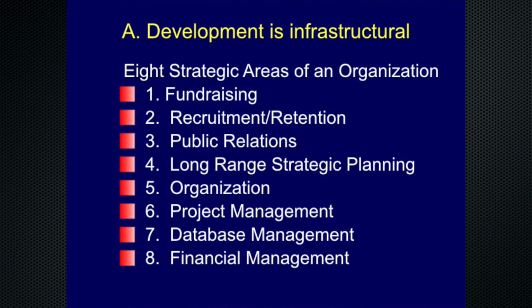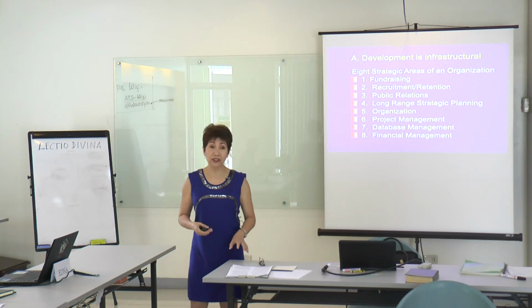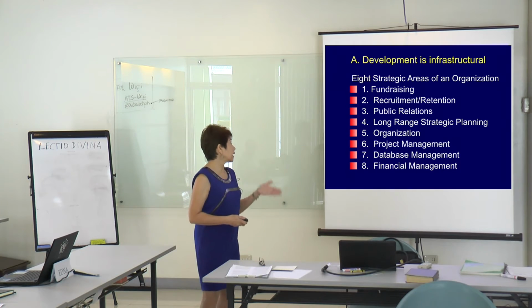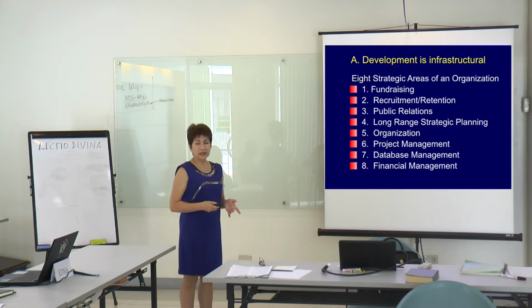Financial management is a very important and a crucial structure that an organization has to put in place if we are to be transparent, if we are to be accountable. It cannot be just a mom and pop operation. We want to professionalize your system if you are to do fundraising. So these are the 8 strategic areas of an organization that we need to put in order before we can be successful in our institutional fundraising.